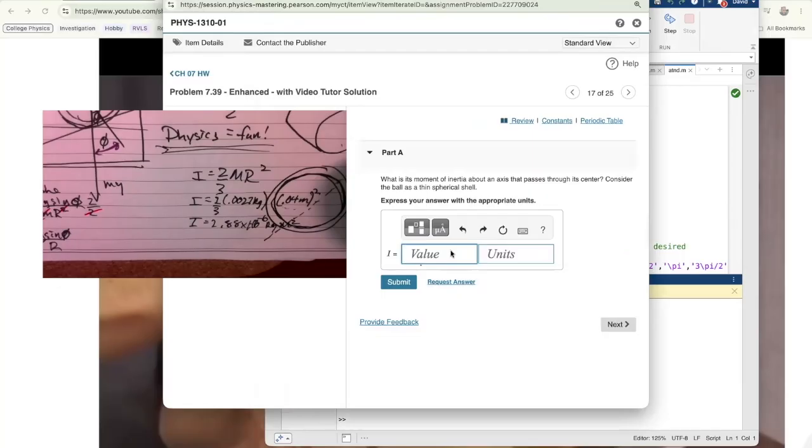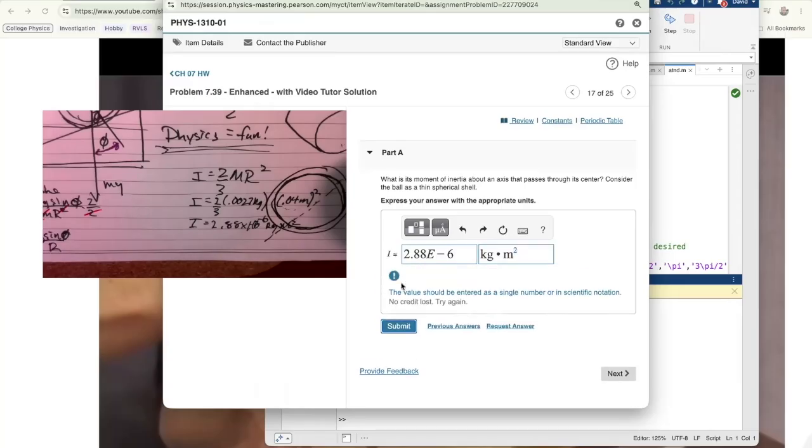Okay, how do we do scientific notation? Well, let's try E. I don't know if it's going to like E. It probably won't, but I think you should be able to do this on MATLAB. All right, kilograms times meter squared. Is it going to like the E? The value should be entered as a single number or in scientific notation. Fine, we'll do it. 10 to the -6.